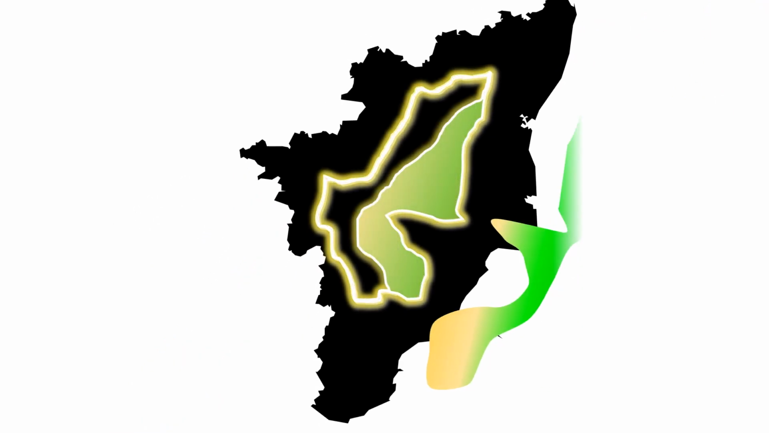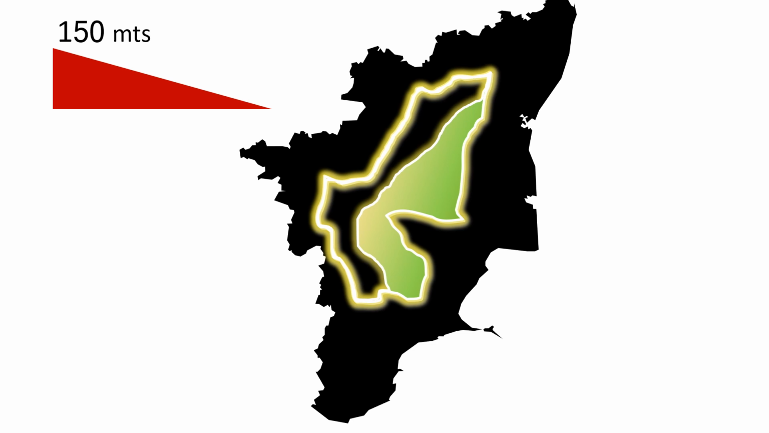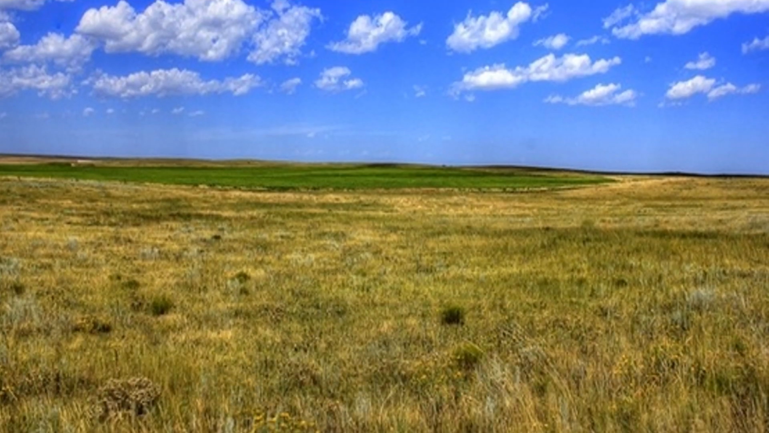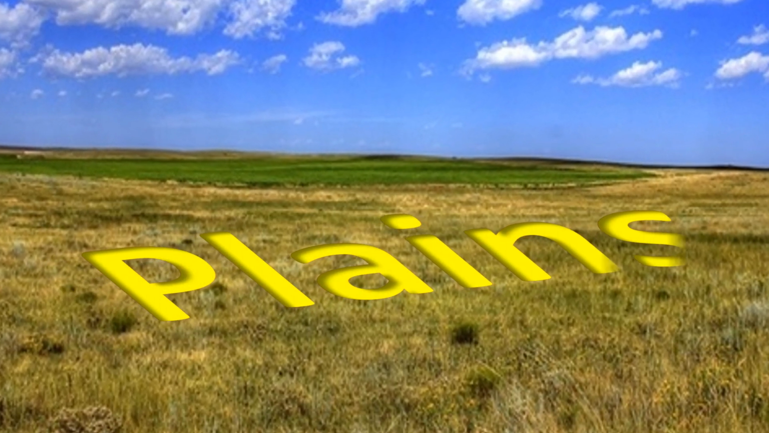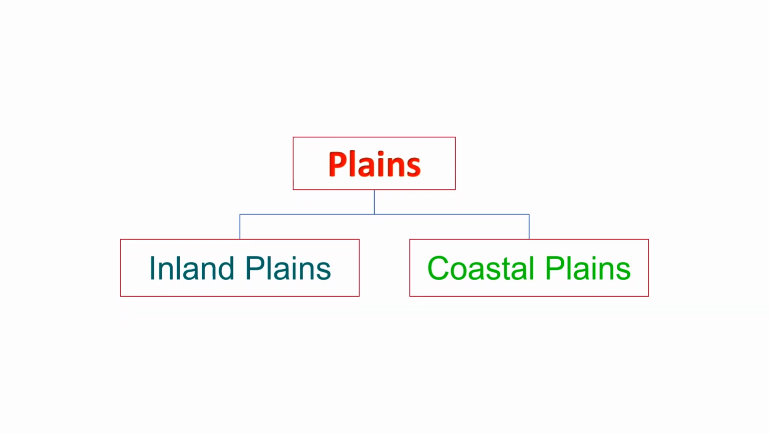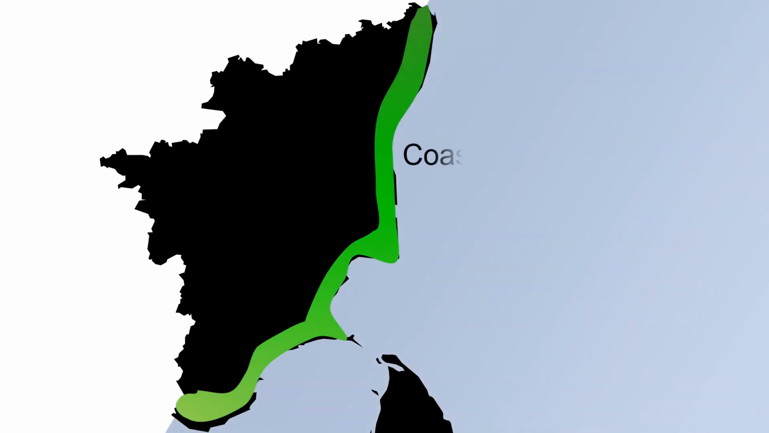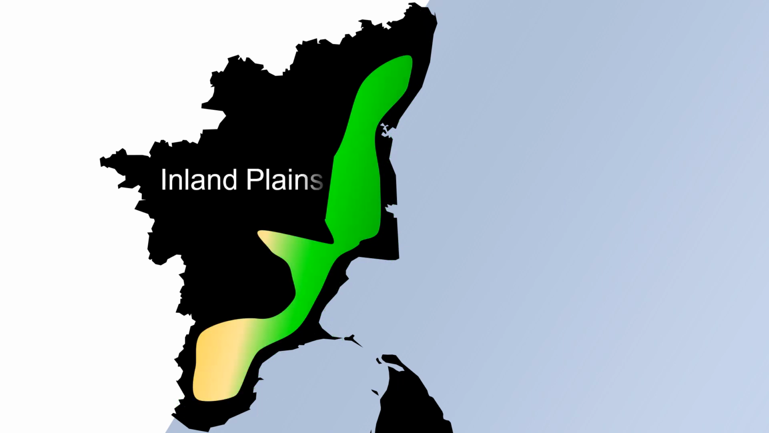Plateau regions that are closer to the plains are generally lowlands with an altitude of just 150 meters above mean sea level. Plains. Plains are a flat and vast expanse of land with little or no elevation at all. They are classified into inland plains and coastal plains. Plains found along the coast are called the coastal plains and they are some 80 kilometers wide. And plains found in the inland are called inland plains.